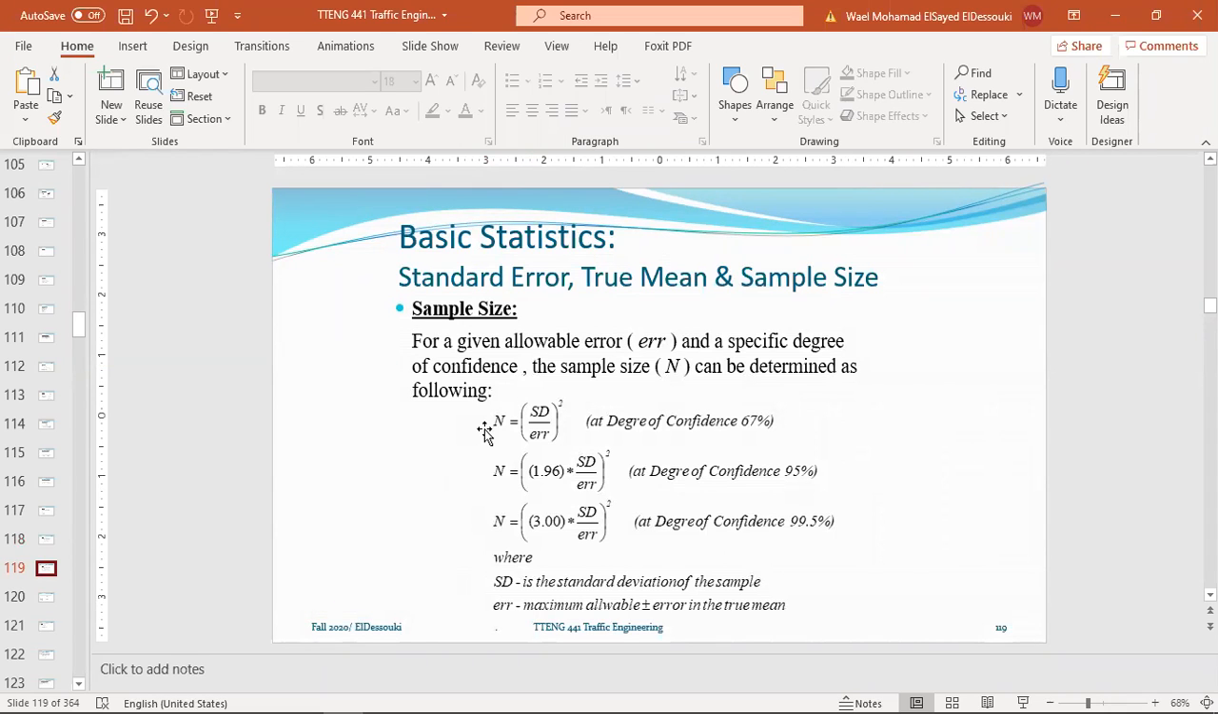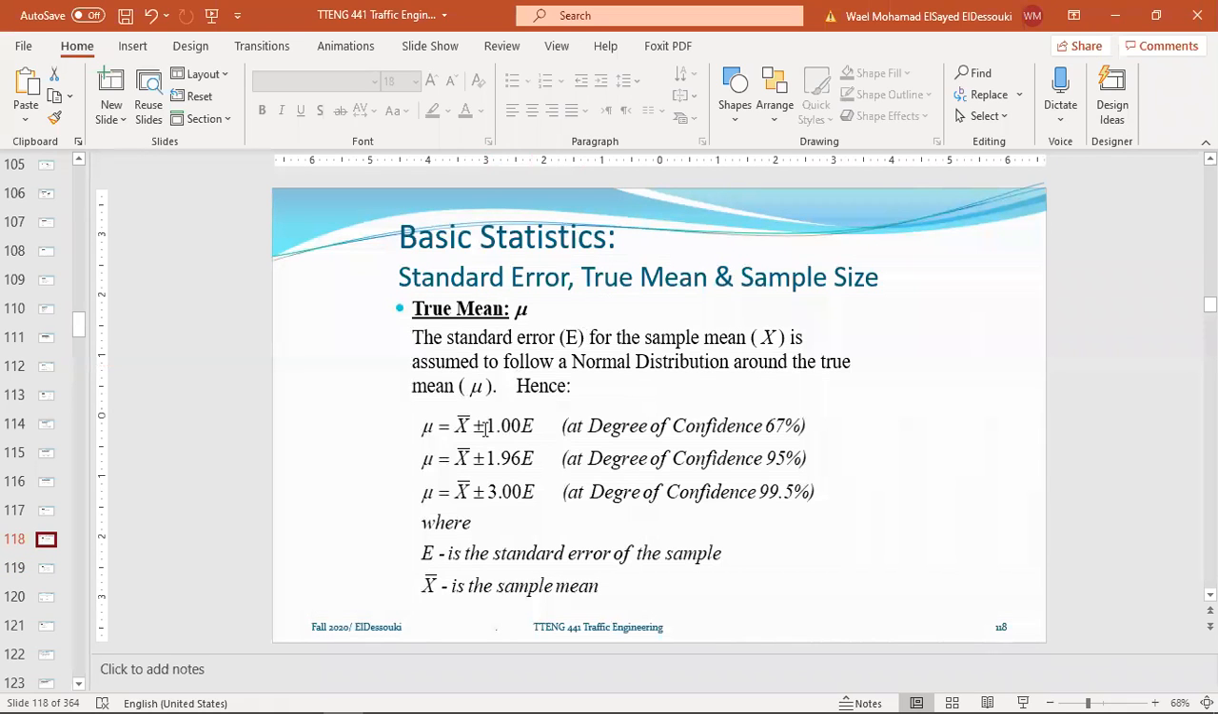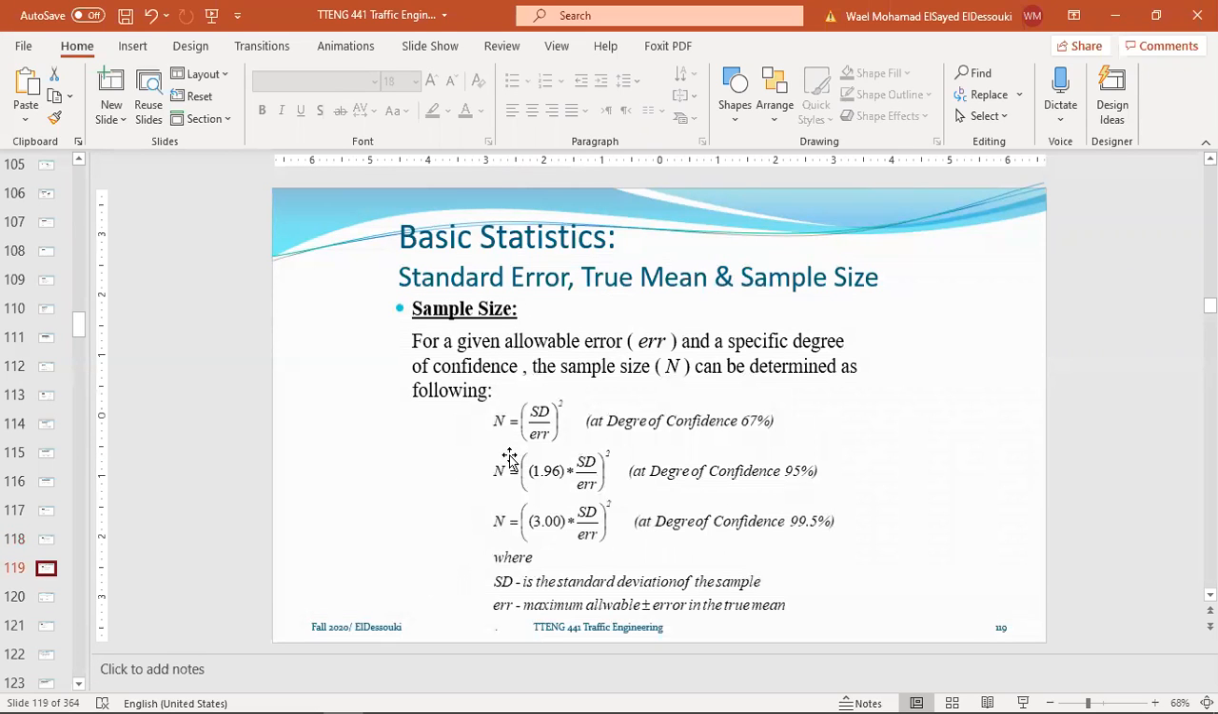Then if we know that, if we have this relationship, we can estimate... in other words, that's the error, this right side, that's the error in the measurements. So if we have a limited size error, we can work it the other way around and use that to estimate the sample size.